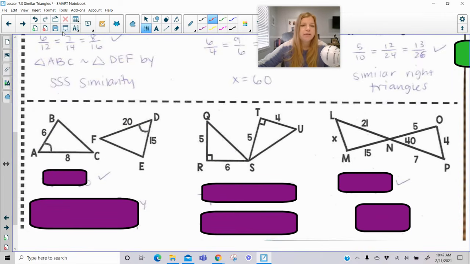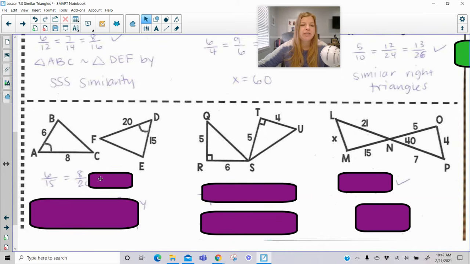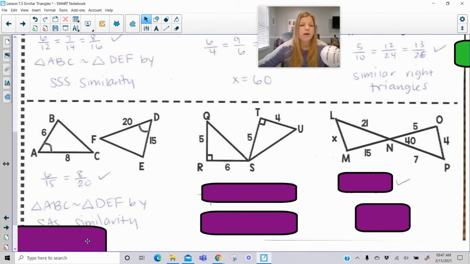Okay, side, angle, side. So making sure that you have two pairs of sides proportional and the included angle is congruent. So 6 over 15 is definitely equal to 8 over 20. Those both simplify to 2/5. So by side, angle, side similarity, those two triangles are similar.